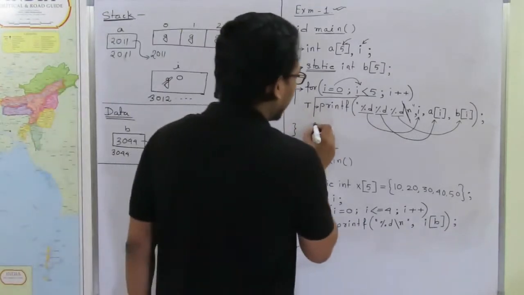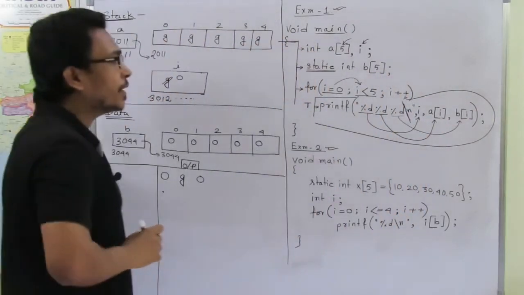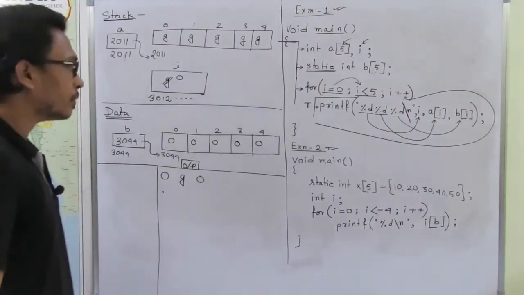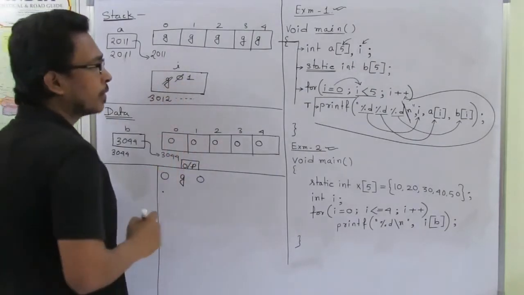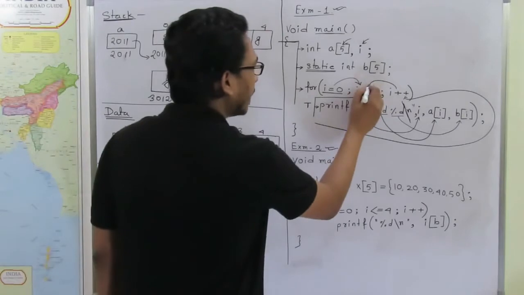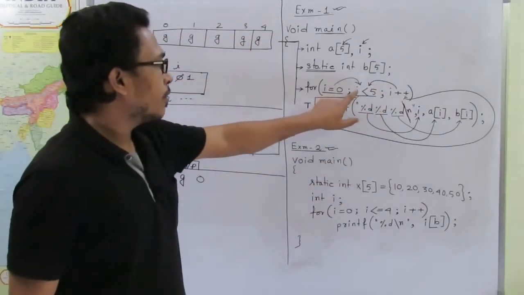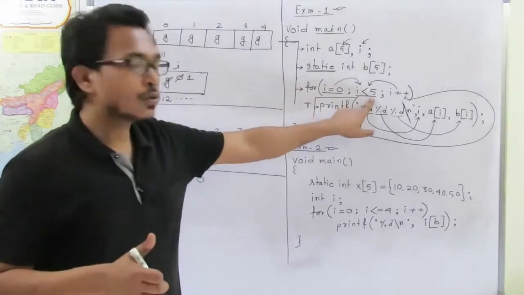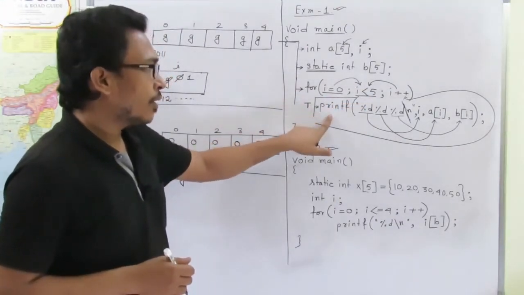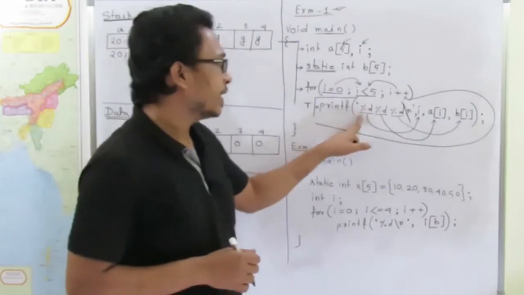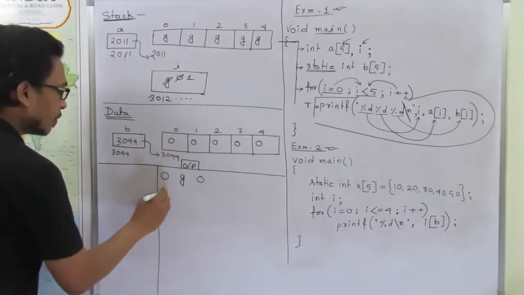Now control again jumps to the for loop and increments the value of i. Now the value of i becomes 1, and then control comes here and checks the condition. Now the value of i is 1, less than 5, yes, true. So control enters inside the for loop and executes this particular printf. Now %d i, what is the value of i? The value of i now is 1.